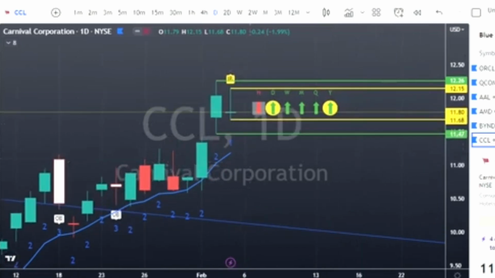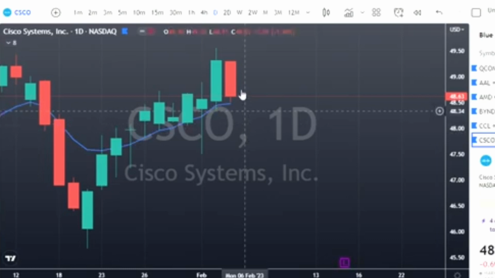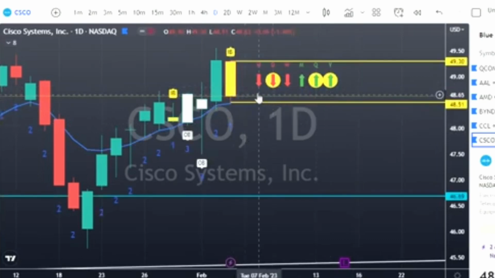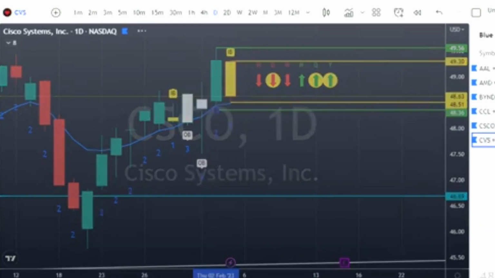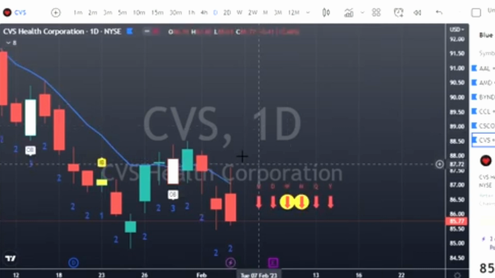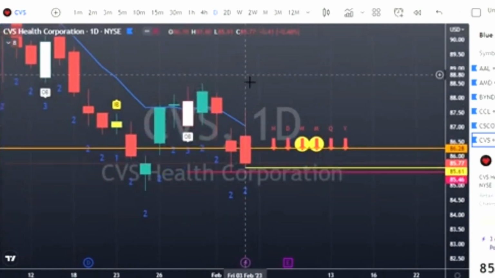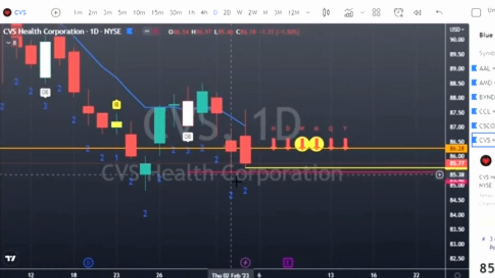That's CCL. We move on to Cisco. Also the inside bar on Cisco. Calls at 49.30, puts at 48.51. We can mark these targets out together. You're going to see some pink lines on this chart likely as well. And those pink lines are the weekly triggers, which I will try and get that video for you guys as well. So there's one right here.